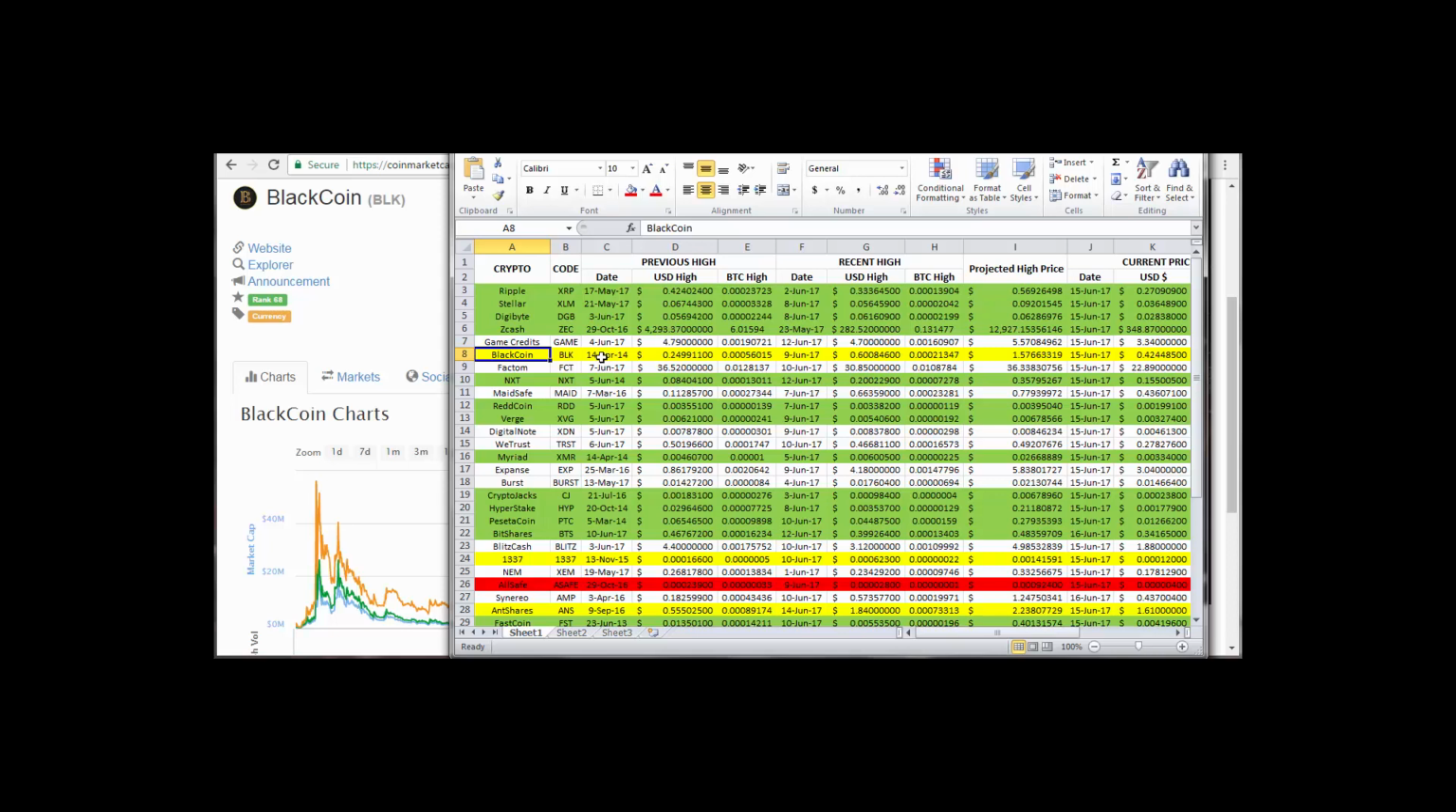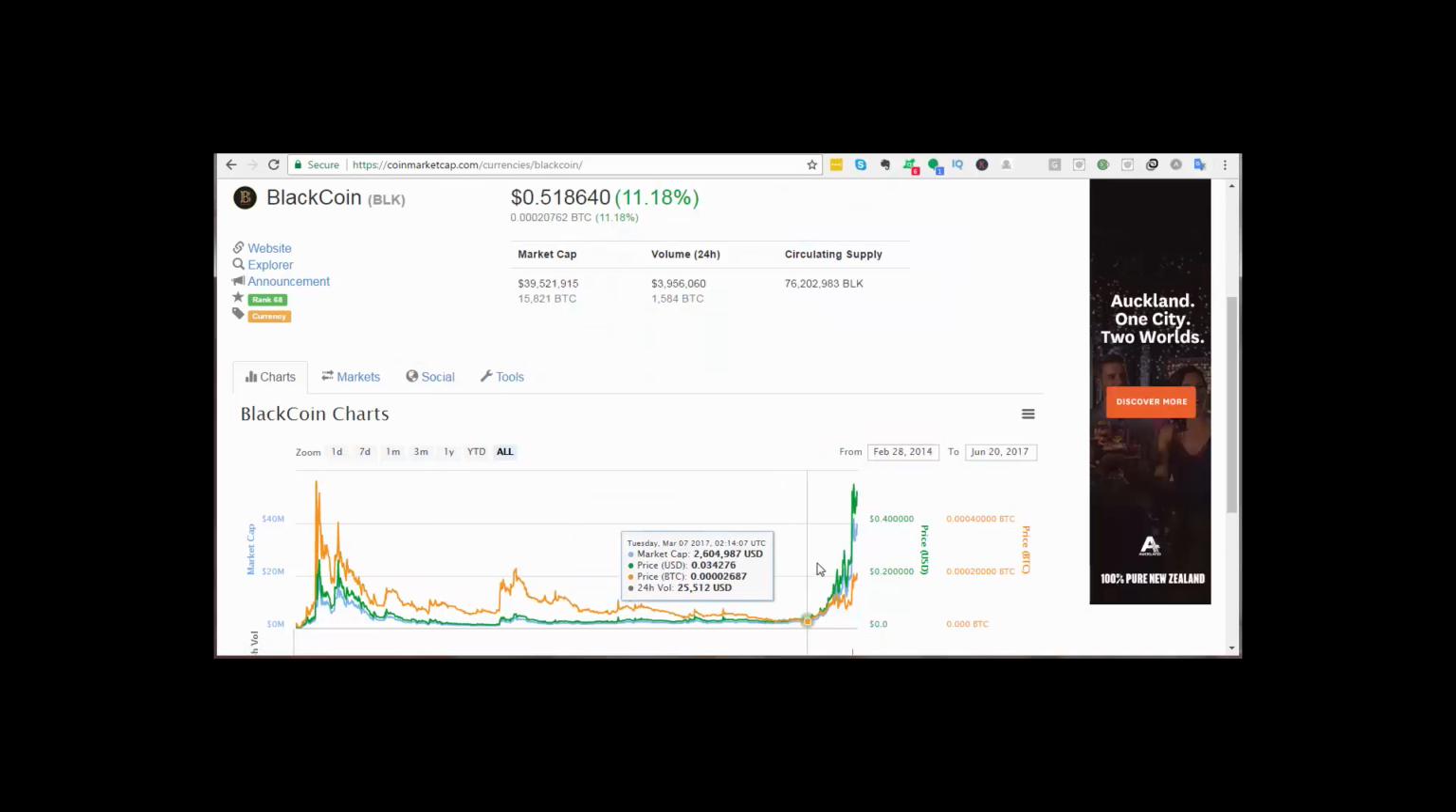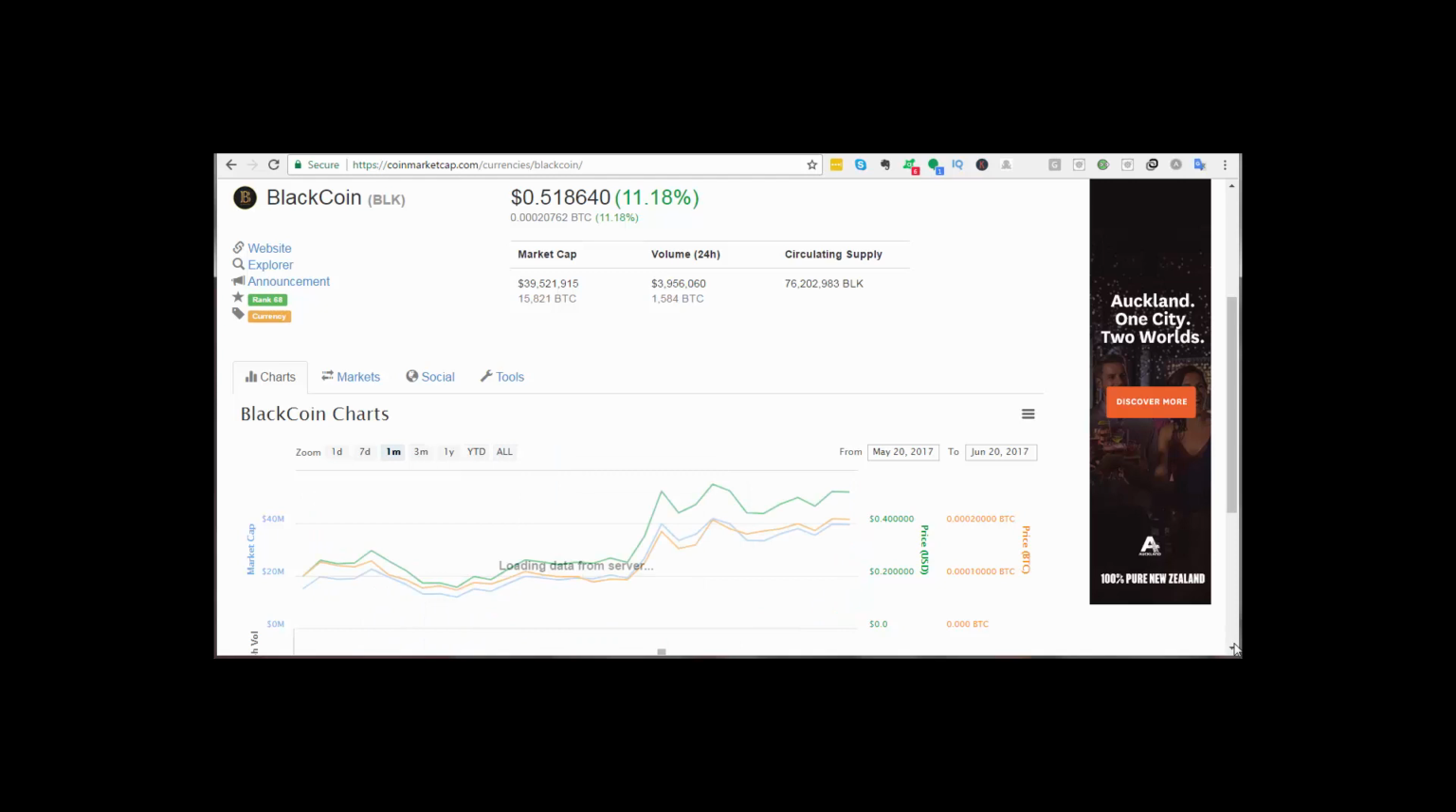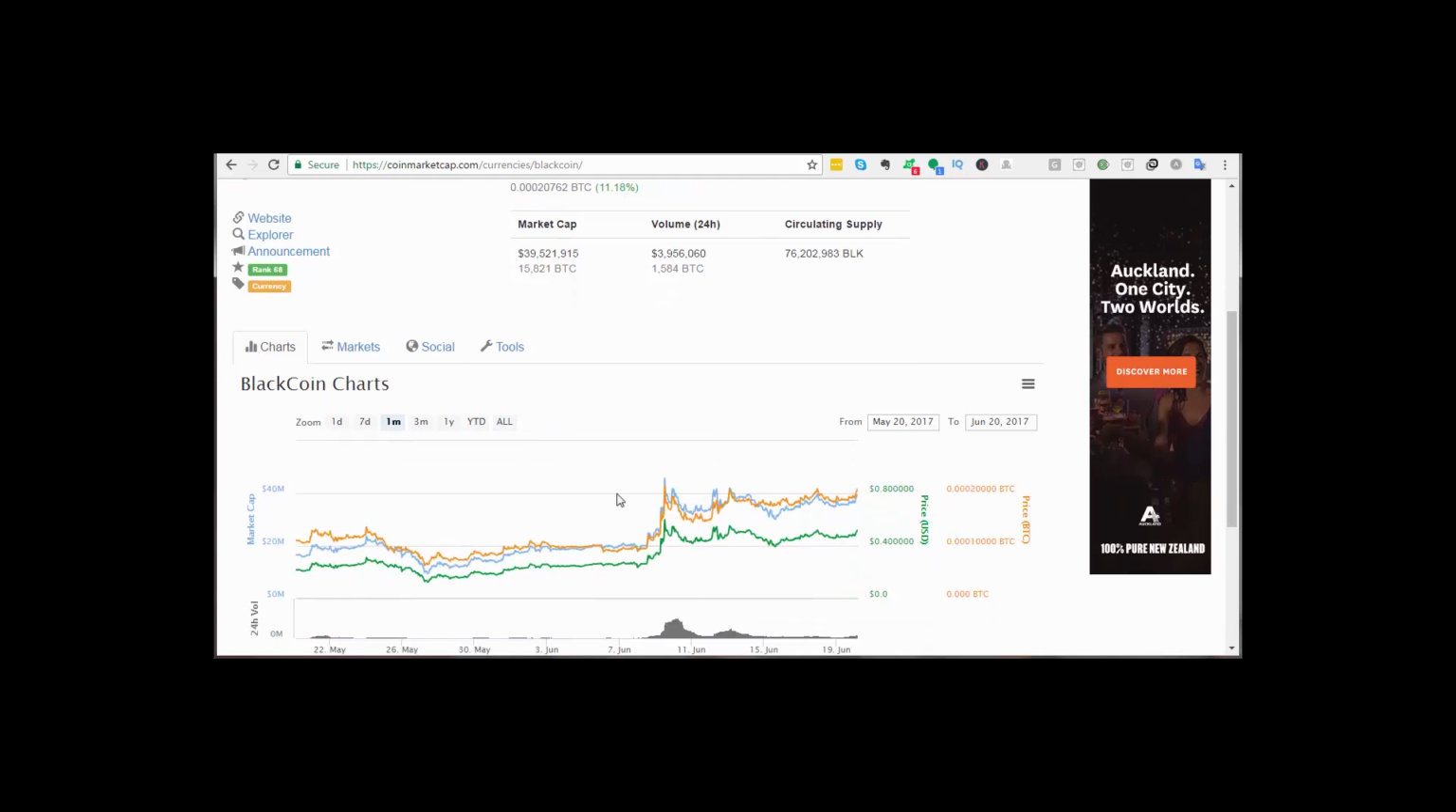So I've done one for Blackcoin here. The 14th of April is the previous high, I think. If you hover here, you can see the date there, 14th of April at 0.249911, and BTC price 0.005601. The next high I believe was, we have to break it down to 1 month so I can actually see it, around the 9th of June. As you can see, that's pretty high there.